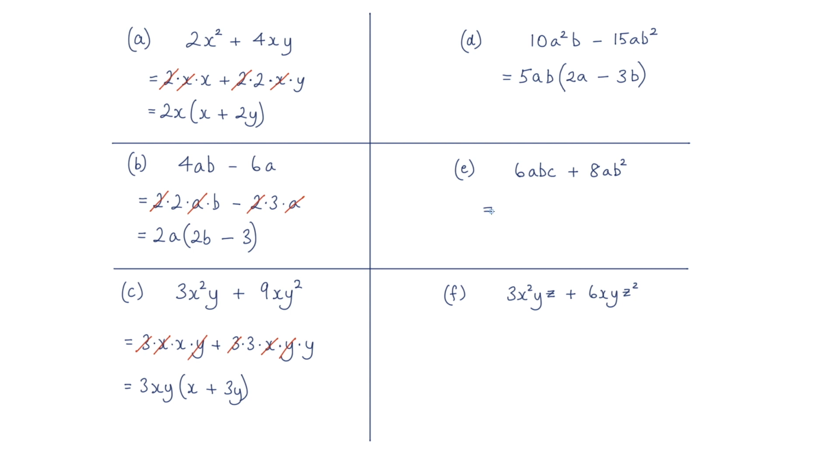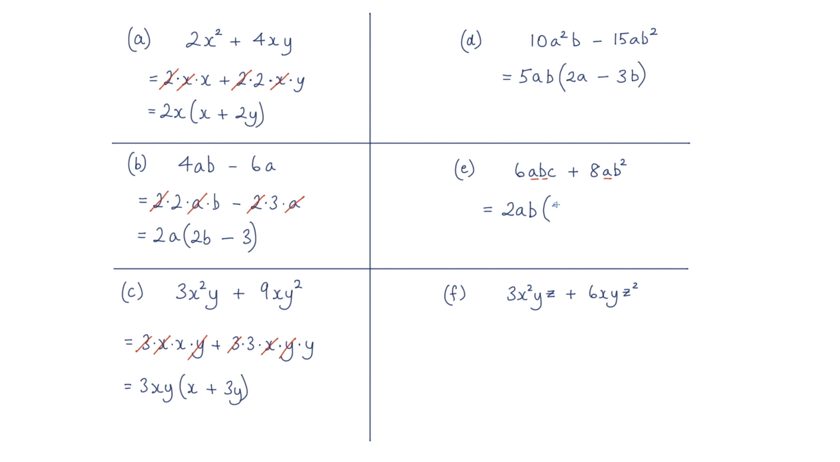On to E. Same approach. Highest common factor of 6 and 8 is 2. I've got a common factor here of A, so I can bring that outside. And then we've got the B and a B squared, so I'm going to bring one of the B's here. There's a C here, but there's not a C here, so that is not a common factor. So open the brackets. Okay, what goes inside the brackets?